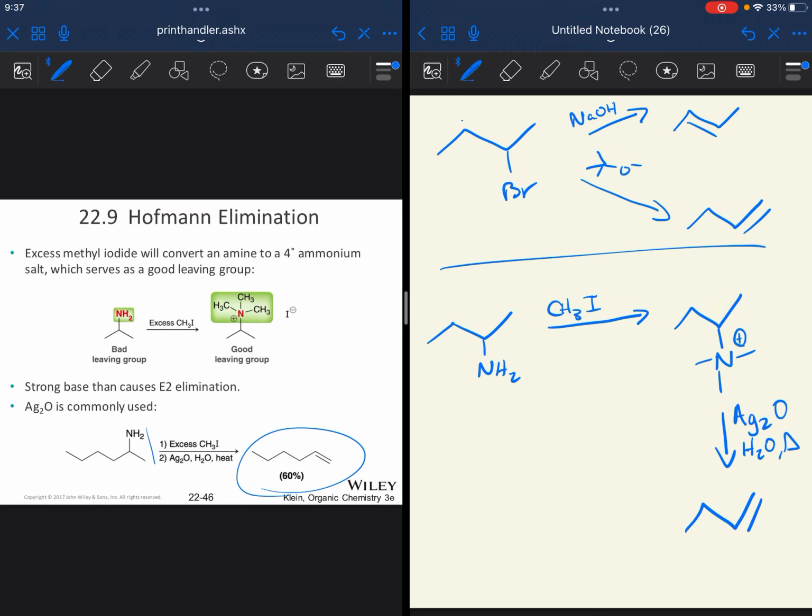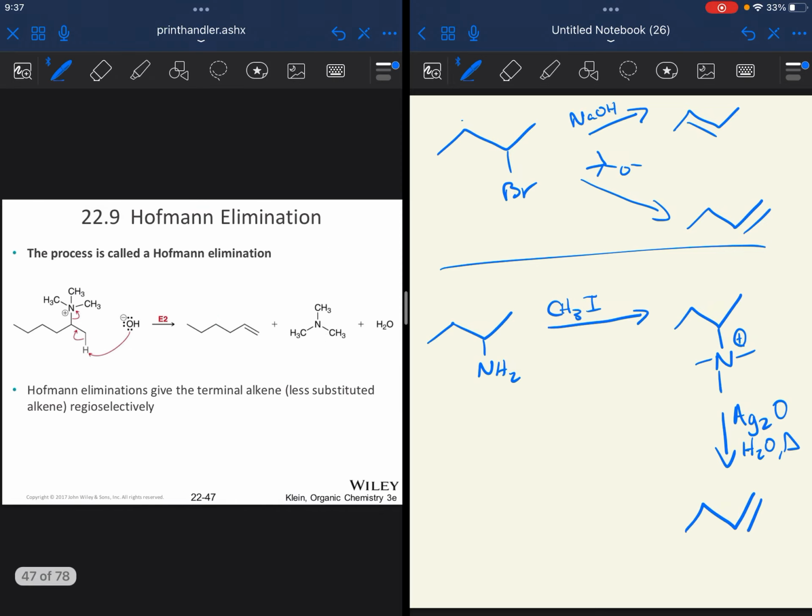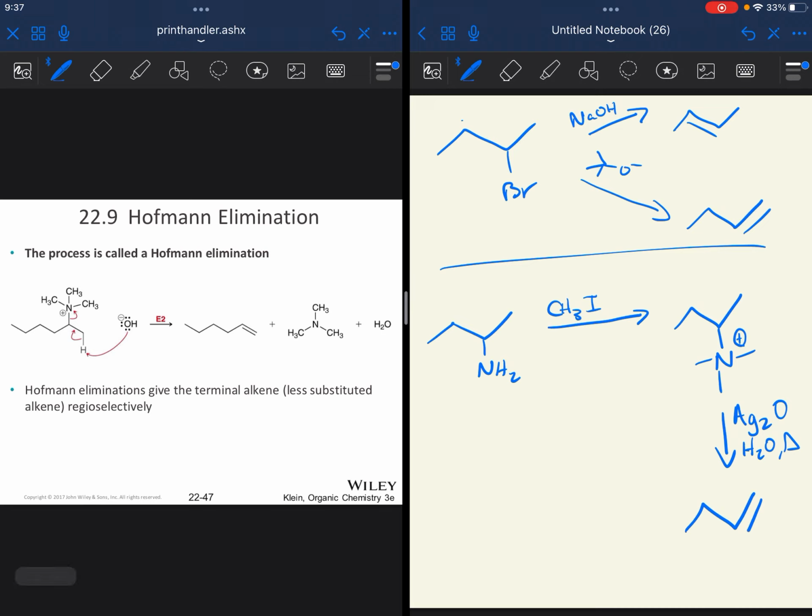Now, you'll usually see this written in a 1-2, right? Step 1, your excess of methyl halide, and then step 2, your silver oxide and water. Now, just as a visual, the mechanism I'm not going to ask you for on the exam, but you know it. It's from chapter 7.